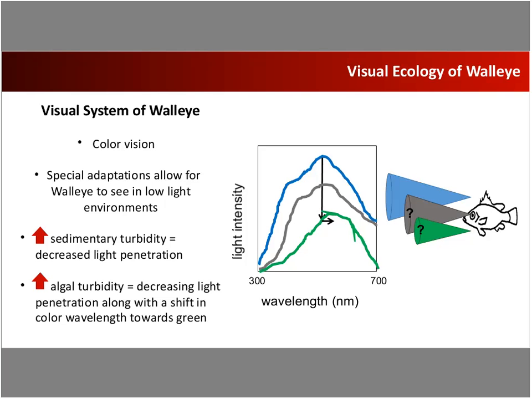What we do know is that increased turbidity decreases light penetration in the water column. And we also know that algal turbidity not only decreases light penetration in the water column, but it also shifts the visual spectrum to more green wavelengths. What we do not know is what the effects of this decreased light penetration and shift in wavelength are going to have on the Lake Erie walleye.